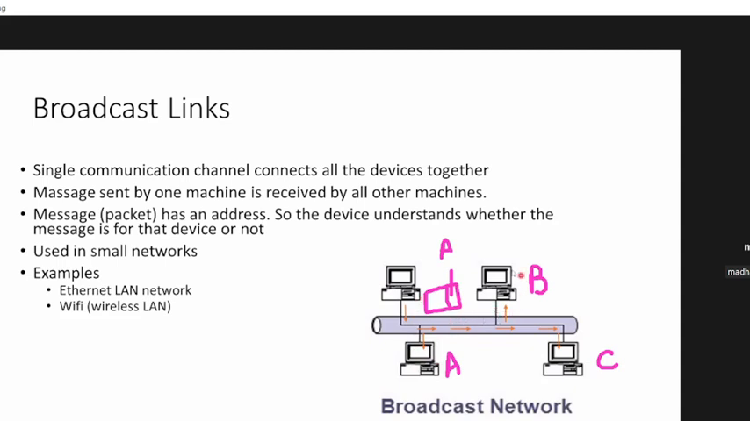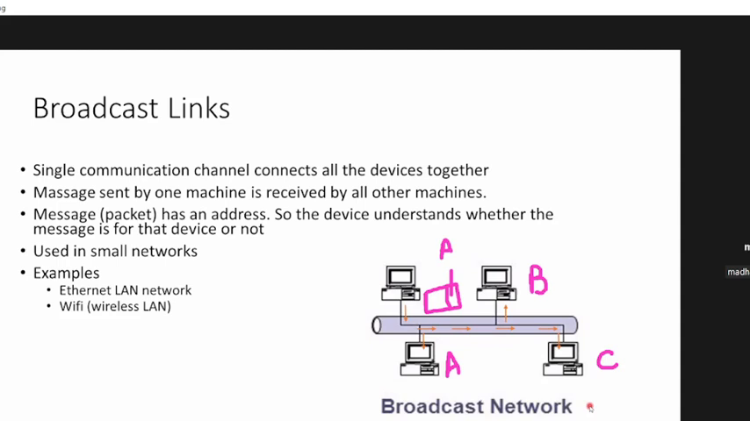So this same packet will go to B, and then B will look at the address. The address is A, that means that is not for me, so it will disregard, right? It will not do anything to the packet. Then C also will receive the packet, look at the address, it is not for me, so then it will disregard, right? So these broadcast links, these kind of systems, are used in very small networks.